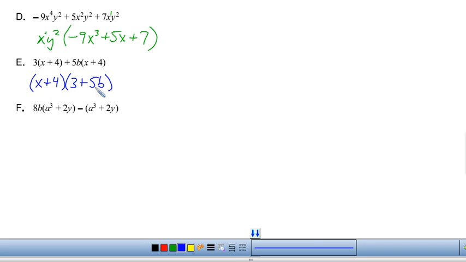It might be a good time to actually demonstrate if you were dividing by the common denominator. I say common denominator. By the greatest common factor, which was x plus 4. This will cancel with this. This cancels with this. It leaves you with 3 plus 5b. That's why I have that in the parentheses.